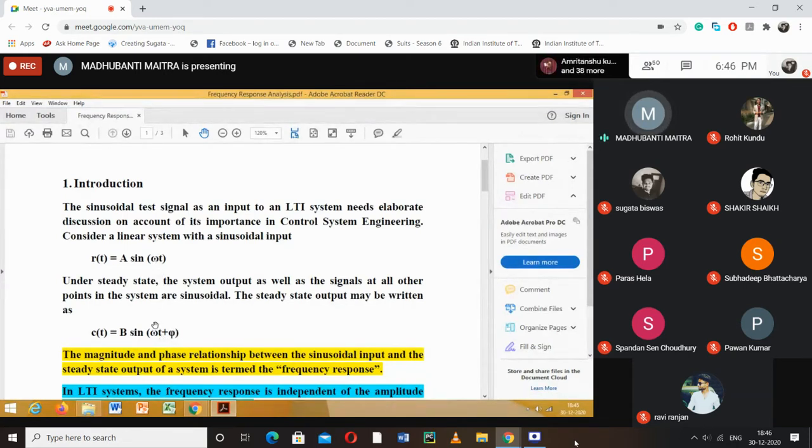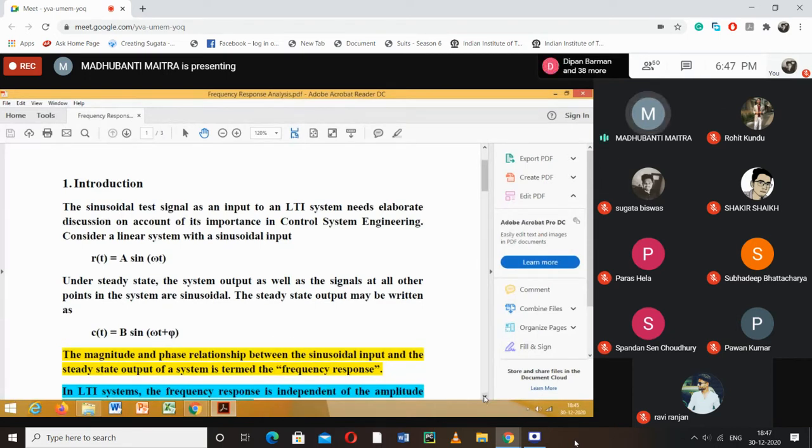If I compare these two equations, the amplitude of the input sinusoid is A, whereas the amplitude of the output sinusoid is B. The frequency remains the same, right? In case of a linear system, the frequency of the input sinusoid and the output sinusoid will remain same. In case of some typical nonlinear systems, this frequency might get changed. But in case of a linear system, the frequency will not change, but there will be a relative phase shift between the output and the input.